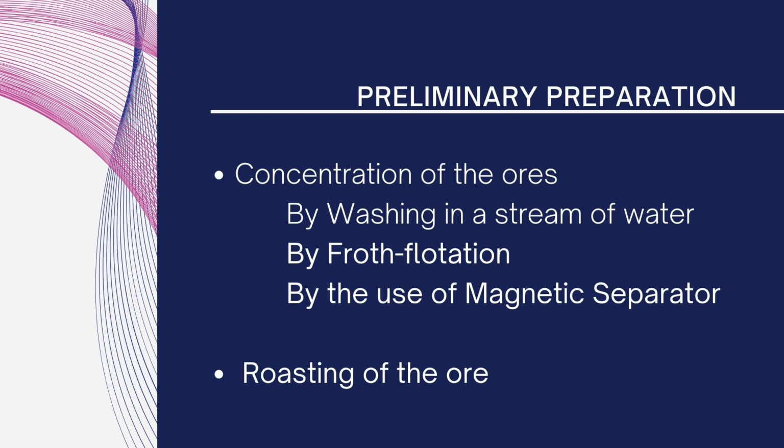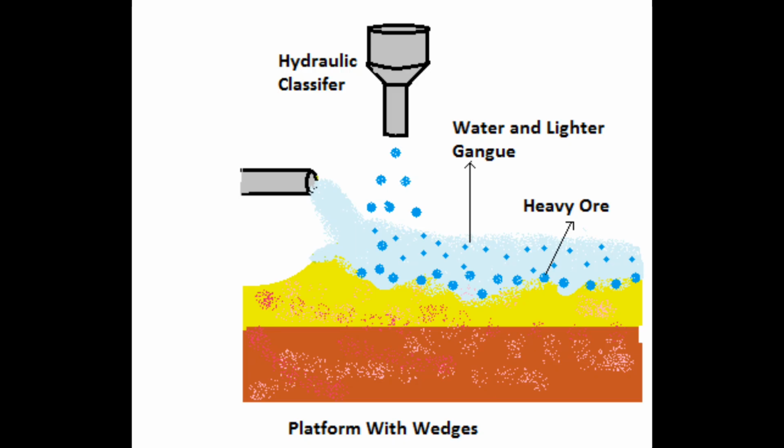So when you hear the concentration of ore, I don't mean concentration like the other concentration you have in chemistry, when you talk about the amount. I'm talking about preparing this ore for extraction. Now, one way by which you can concentrate a particular ore is by washing with streams of water. So you need to bring the ore to where you have constant flow of water, and then you wash. So washing is one way of concentrating a particular ore.